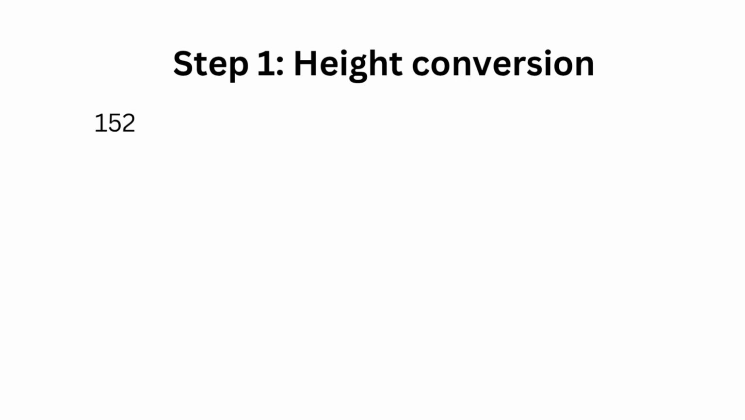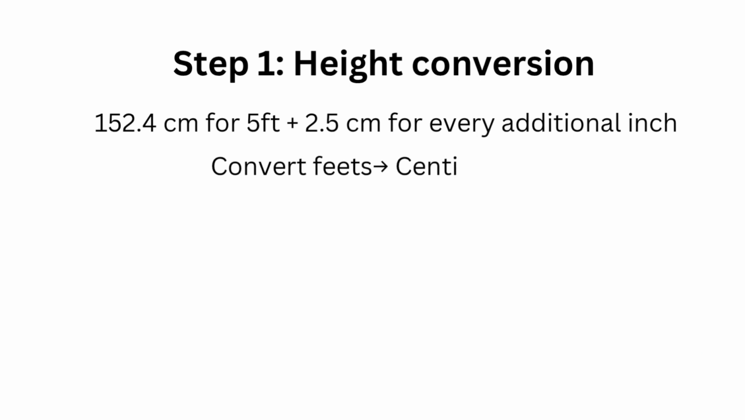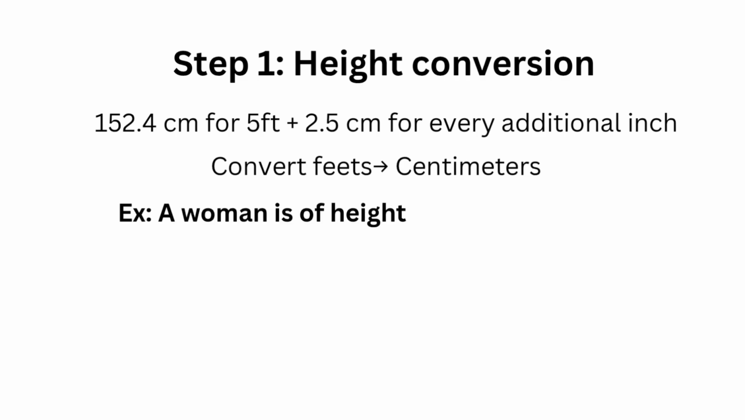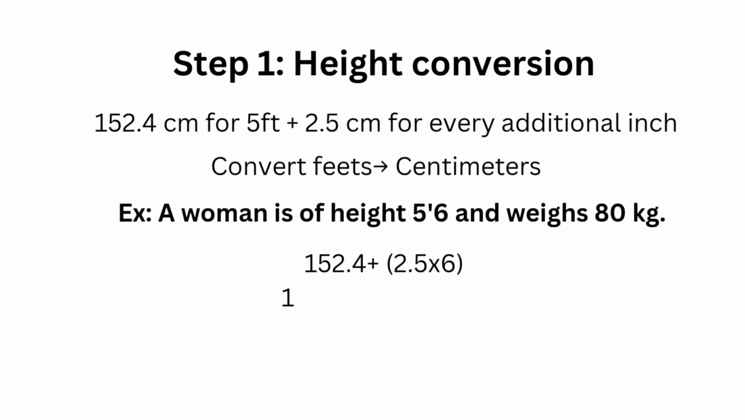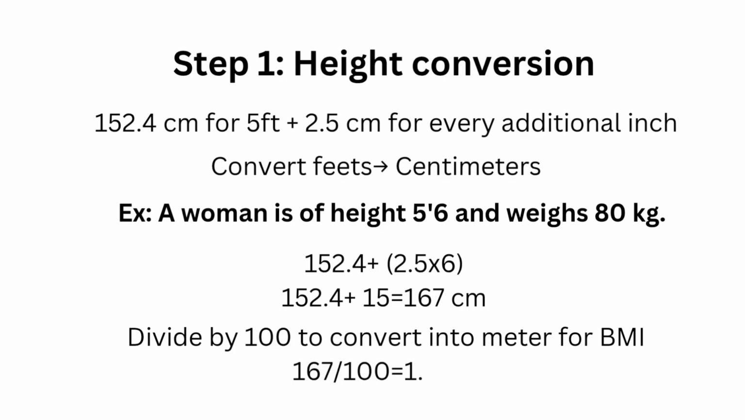So step one in RDA calculation is converting height into centimeters and meters. We follow a standard formula. 5 feet is equal to 152.4 centimeters, and for every additional inch we add 2.5 centimeters. For example, a woman is 5 feet 6 inches tall, weighs 80 kgs. We calculate it as 152.4 plus 6 times 2.5, which gives us 167 centimeters. Then we convert that into meters for BMI by dividing by 100. That becomes 1.67 meters.